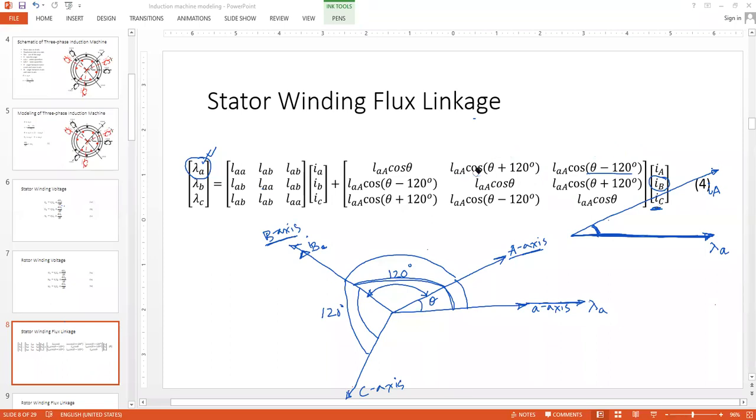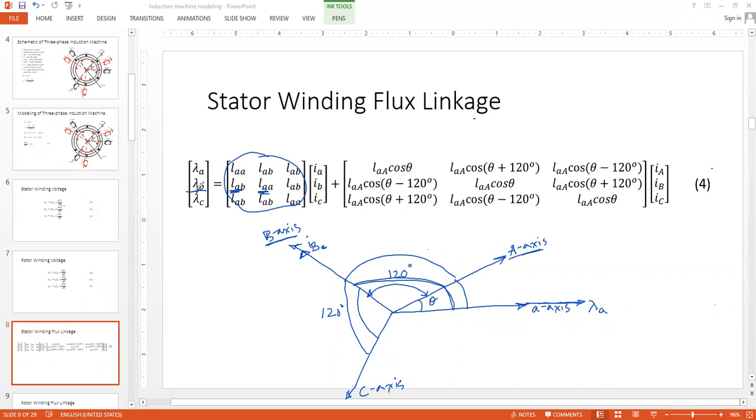Any question? No question. Now I think you can fill up the remaining blank spaces for lambda b. This part is actually the same, lambda b and a, it is LAB. Between b and b, it is LAA, because LAA equals LBB equals LCC. So this part, there's no magic, pretty straightforward.